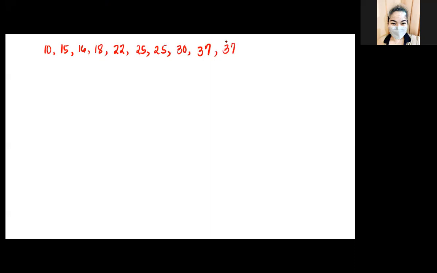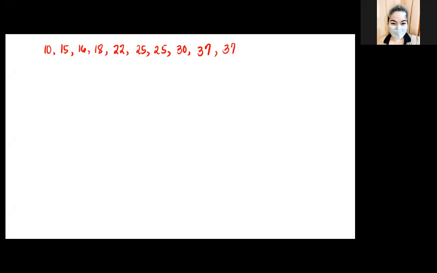So these are the data that we have and they are ungrouped. Why are they ungrouped? Because they are not organized. What else? And they are not arranged, grouped, or classified. Okay? So those are the characteristics of ungrouped data.